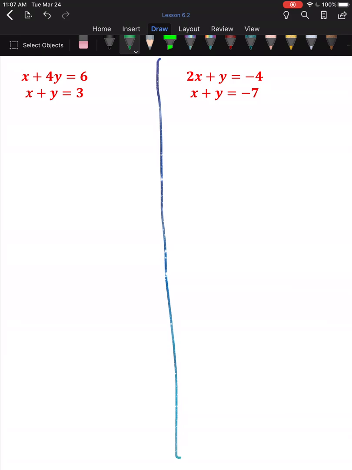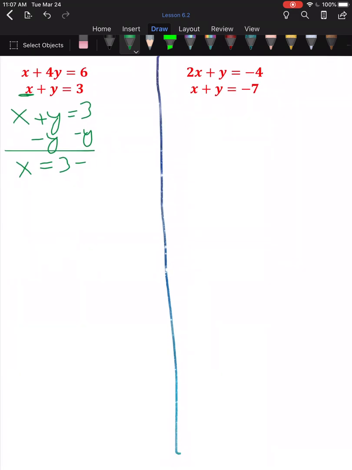For a change of pace, I'm going to get this x by itself. So I'm going to take that second equation. I'm going to subtract y from each side and get x equals 3 minus y.